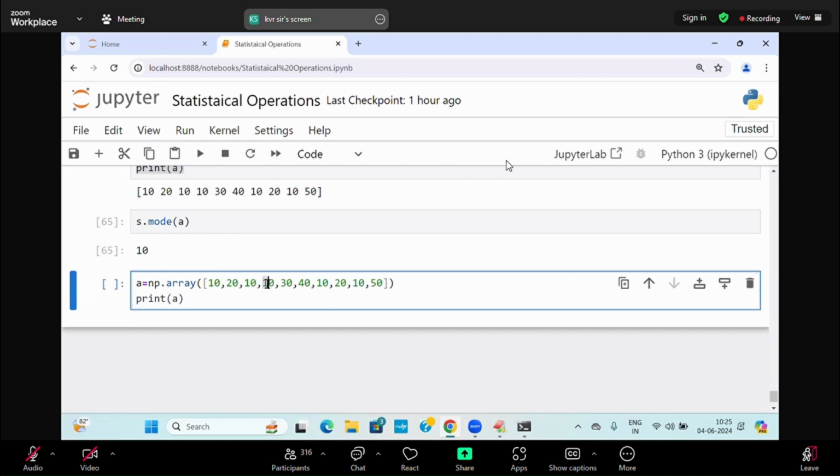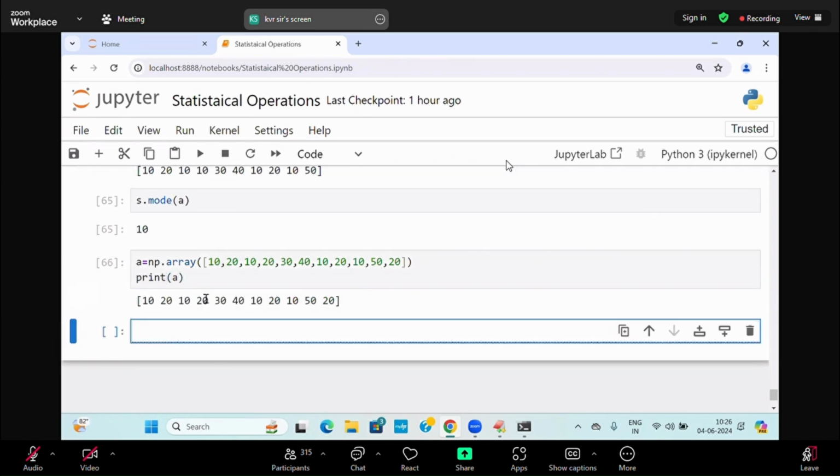Here I will write 20 also, students. How many times is 20 available? 1, 2, 3, and one more time I will write 20. So I'll write an equal number of times, 4 times: 10, 10, 10, 10, 20, 20, 20, 20. Still, what is first in order? 10 or 20? 10.